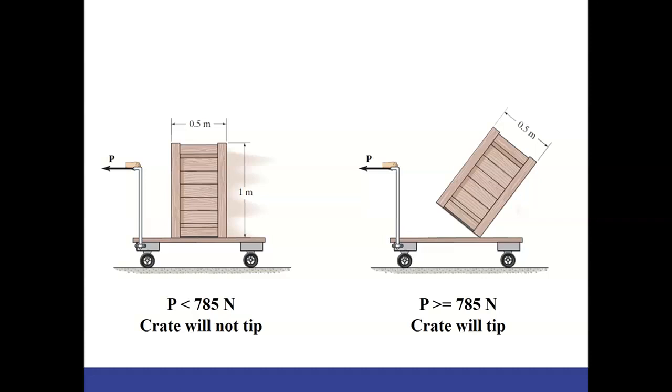That means as long as the applied force is less than 785 newtons, the crate will not tip. It will just stay on the cart, and then you can move the cart with that maximum force. But when the force P is equal to or greater than 785 newtons, then it will tip. So that is the interpretation of the solution.